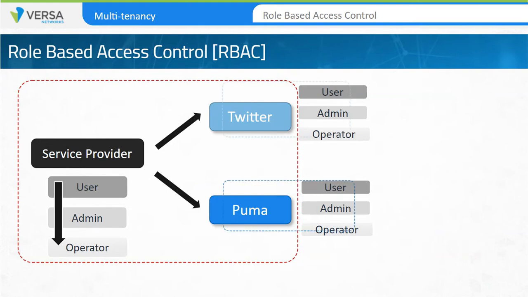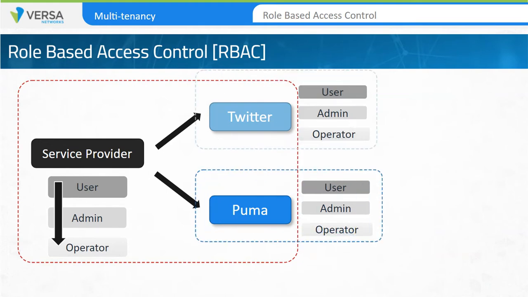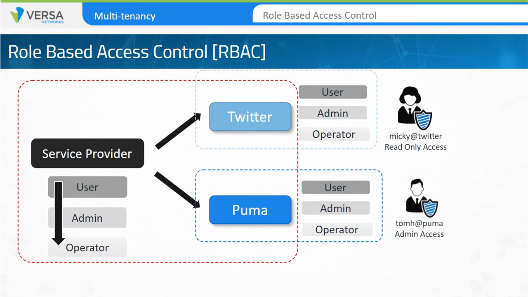In this design, a user in organization Twitter in the example cannot perform any tasks that can have an impact on the Puma organization, nor can any user in the Twitter organization view any information from the other tenants. In fact, the users in each tenant organization are not even aware that other tenants are configured on the system or are sharing resources. To each organization, it appears that they have their own dedicated management system and resources.